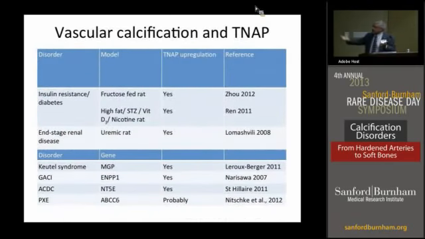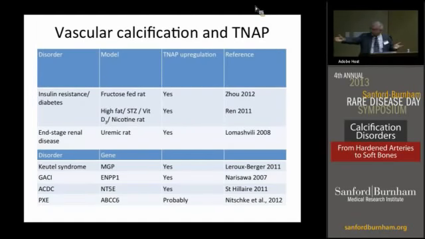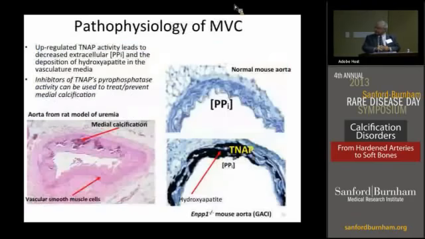And going back to the literature, you see here that diabetes has TNAP upregulation in the third bar. In end-stage renal disease, TNAP upregulation has been shown. And then in the syndromes we talked about this morning, Keutel syndrome, GACI, ACDC, PXE probably, although that has not really been looked at. But all of these have a common denominator. Upregulation of tissue non-specific alkaline phosphatase causes a sinking of pyrophosphate levels, and that is what triggers vascular calcification.